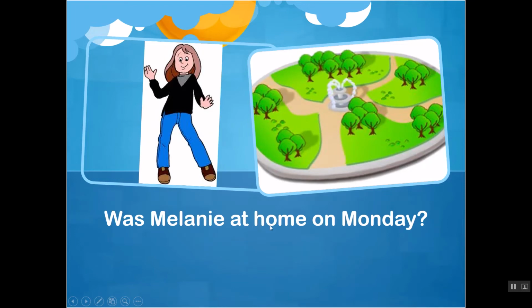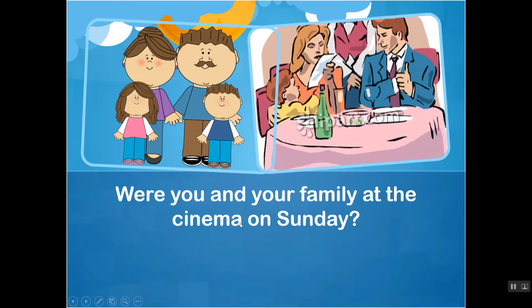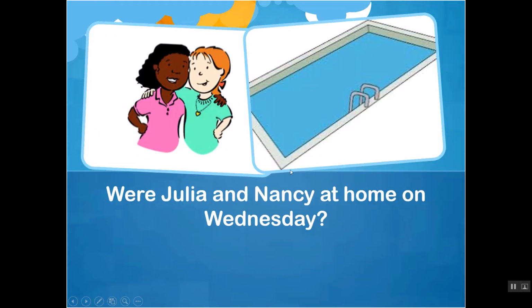Was Melanie at home on Monday? No, she wasn't. She was at the park. Were you and your family at the cinema on Sunday, at the movie theater on Sunday? No, we weren't. We were at the restaurant. They weren't at the movie theater. We were at the restaurant. Right here. Were Julia and Nancy at home on Wednesday?